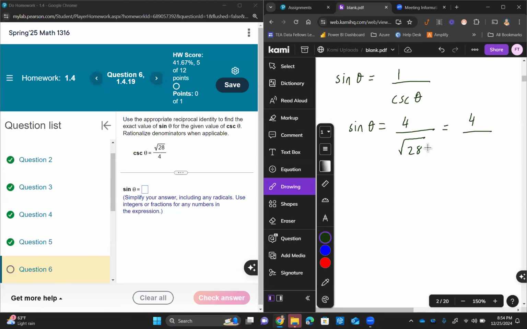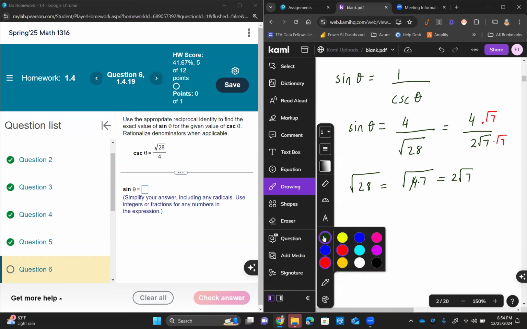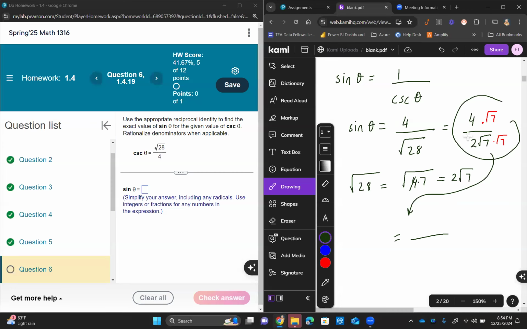I am not going to be allowed to leave a radical in the denominator, but before I rationalize this, I want to simplify this square root of 28. When we look at square root of 28, 28 is 4 times 7, and 4 is a perfect square number. It goes outside as 2, and the 7 stays inside the radical. So the answer is 4 over 2 radical 7, but we can't keep the radical 7 in the denominator. So this is the rationalizing part. When I simplify this, the numerator will be 4 radical 7, and the denominator will be root 7 times root 7, which is just 7, and 2 times 7 is 14.